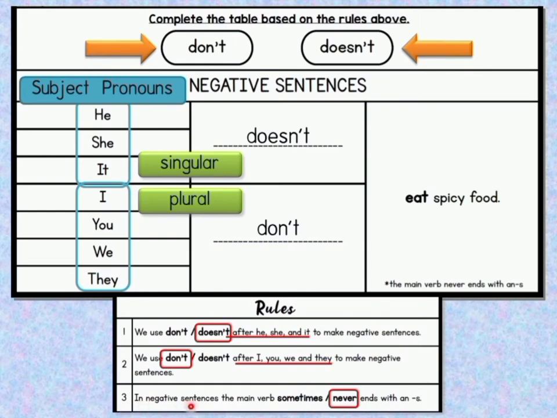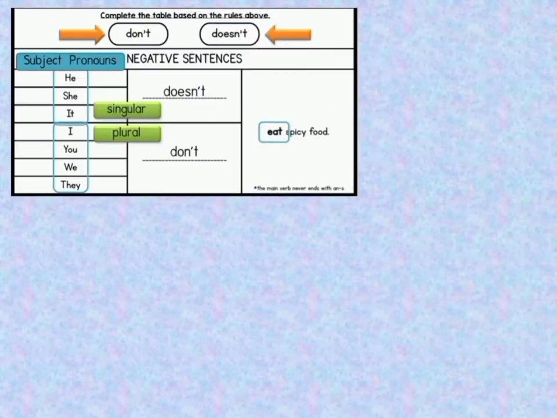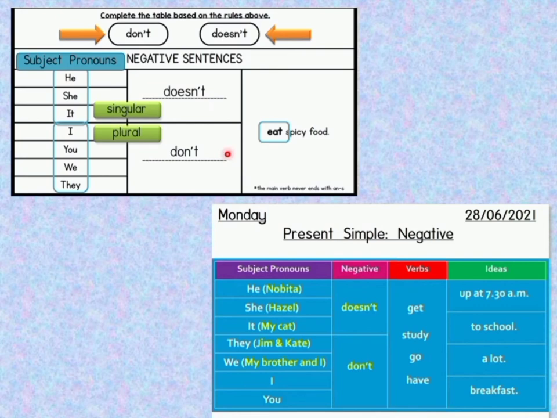Rule number 3. In negative sentences, the main verb never ends with an S. Look at the word eat here. It doesn't end with an S. Now class, don't you think the content of these two tables here are the same? Yes, it is. Alright, we have the subject pronouns, the negative verbs, and also the ideas. If you want to make negative sentences, you have to use the correct verbs, which is doesn't or don't, followed by the main verb with no S at the end of it and the ideas.